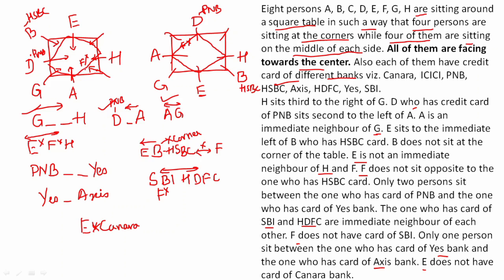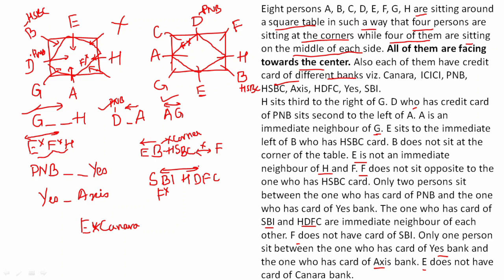F cannot come here. So what is the place for F now? There is only one, but then E is not an immediate neighbor of F or H, so F cannot come here either. So this is not working. But F can come here, because HSBC's opposite cannot come. So this is not going to work at all, because two conditions are already violated. Now this is the one. Therefore flipping is important. Now what is remaining here? C is remaining, so C will come here.